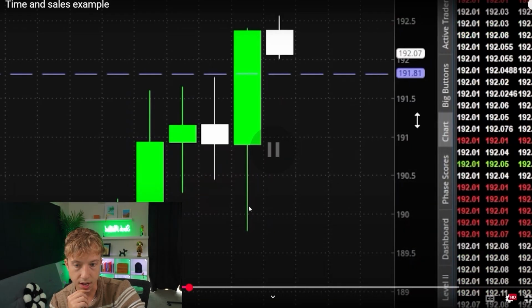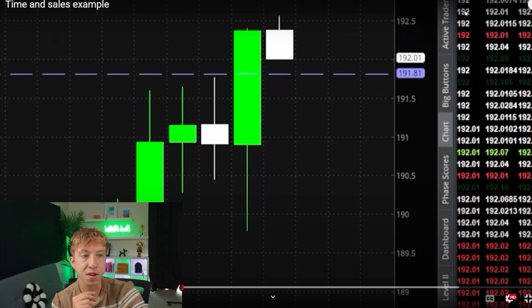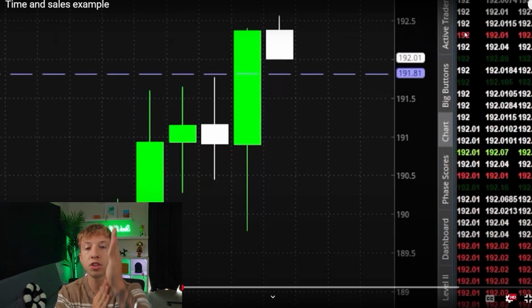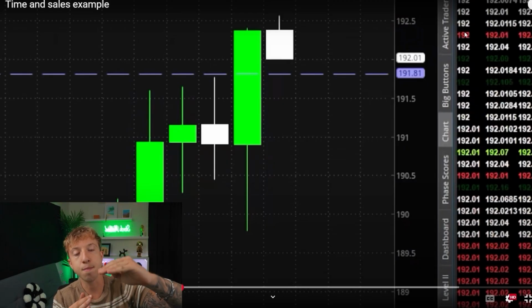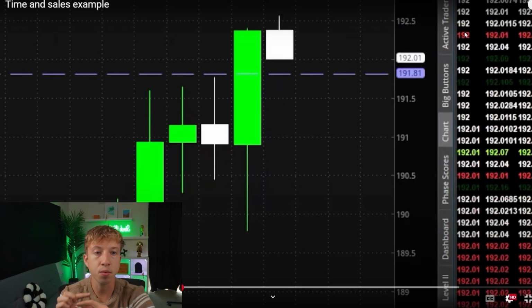What are we doing here? And you guys can see that for a second. See how the bid is holding that 192? We have never dropped under 192. So we took the breakout of that 192 level. It came back, retested it, holding very well on the bid.